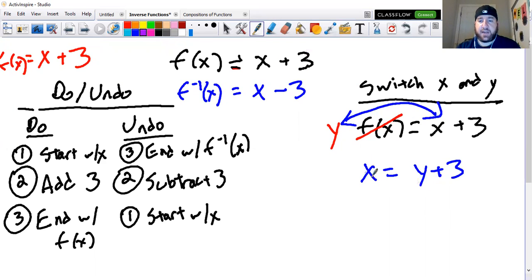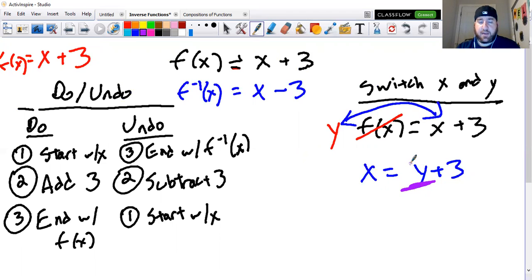So once you do this and you've got x equals something over here with y in it, now I've got to solve for y. I've got to get y by itself. When we're trying to get a variable by itself, our ultimate goal is to get the term with the variable in it by itself.